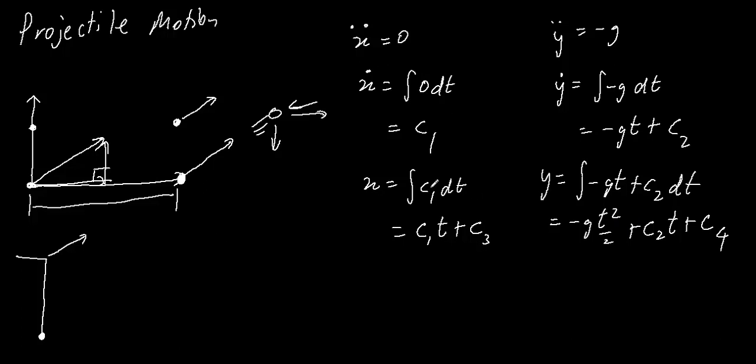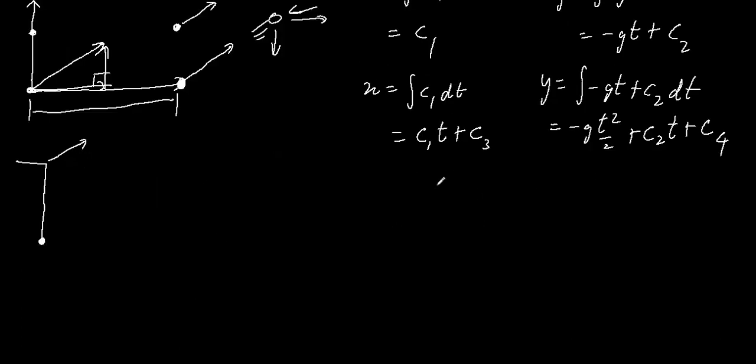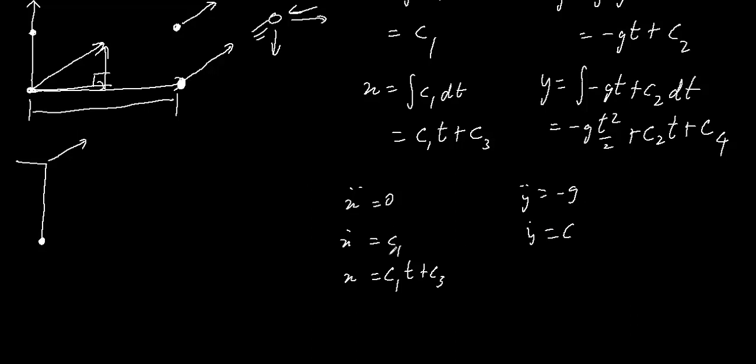That's what all these 6 equations represent. And using these 6 equations, I'll just write them again. X double dot is equal to 0, y double dot is equal to minus g, x single dot is equal to c1. X itself is equal to c1 t plus c3. Y single dot is equal to minus gt plus c2.